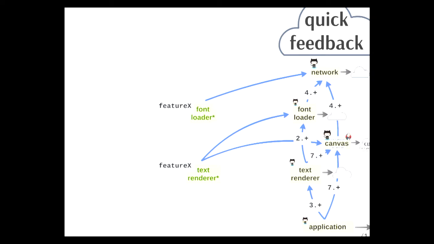So you can make changes to the font loader, and it's going to depend on the network, but it's not really good because your text renderer is still going to depend on the mainline version, right? So instead of that, what you want is that the text renderer depends on your modified branched version of the font loader, right? So what we want to do for this is something we call super branches.